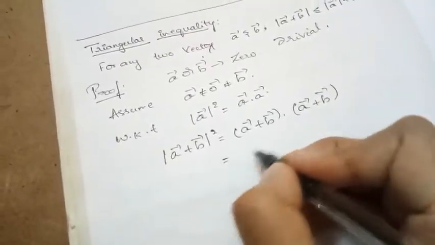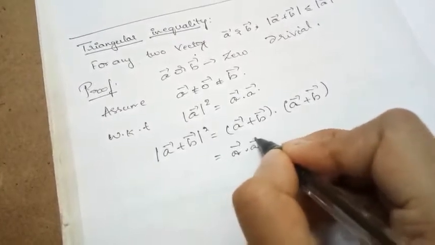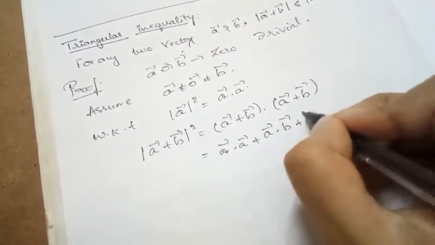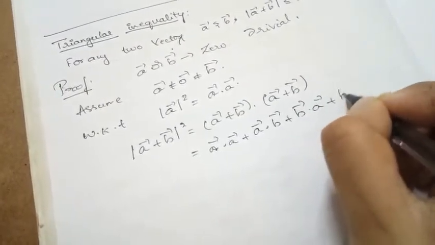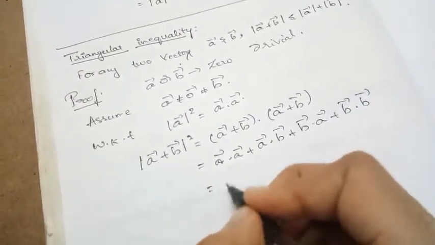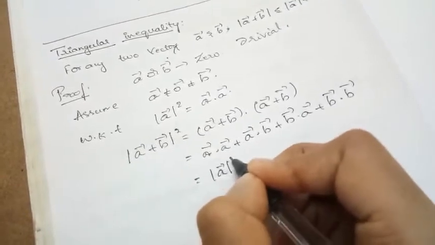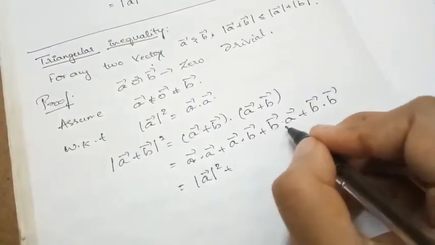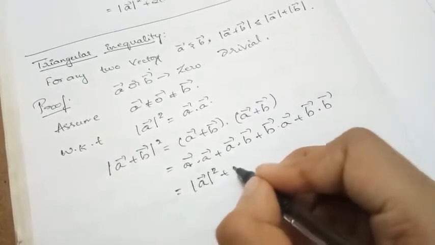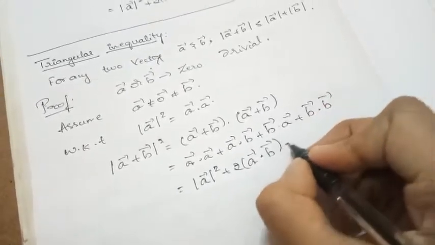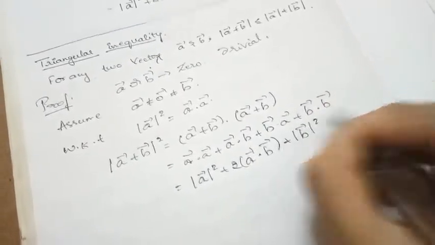Now upon multiplying, this happens: vector A dot vector A plus vector A dot vector B plus vector B dot vector A plus vector B dot vector B. I multiplied each component with the respective component. So vector A dot vector A is nothing but the magnitude of vector A whole squared. Since vector A dot vector B and vector B dot vector A are commutative, clearly it becomes 2 times vector A dot vector B plus the magnitude of vector B whole squared.